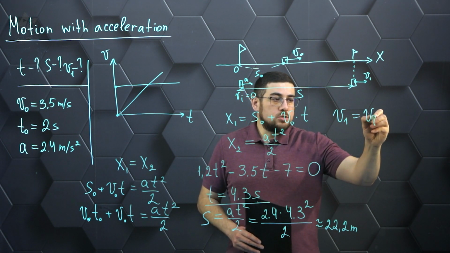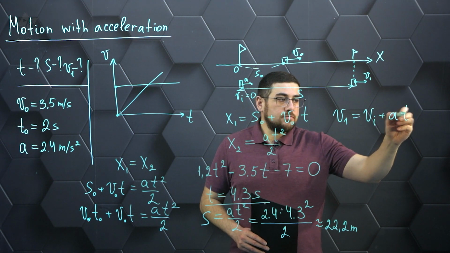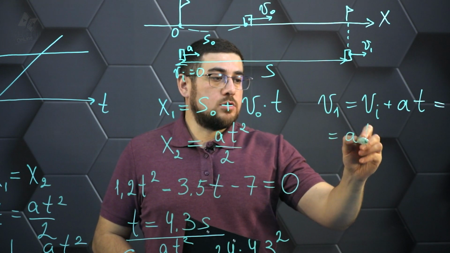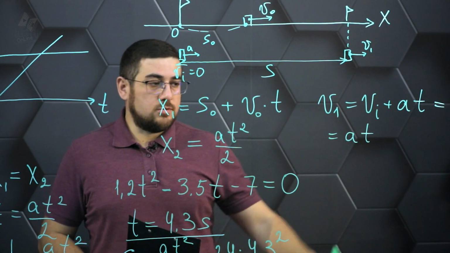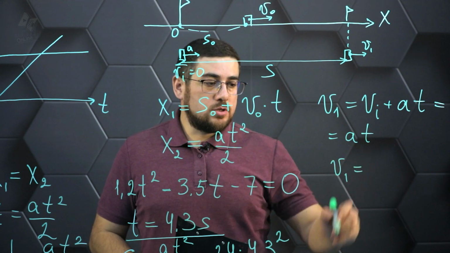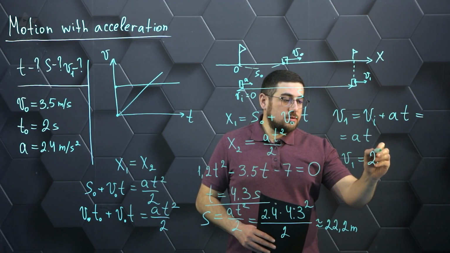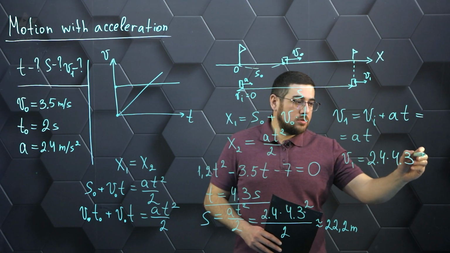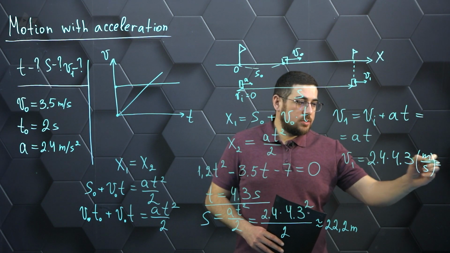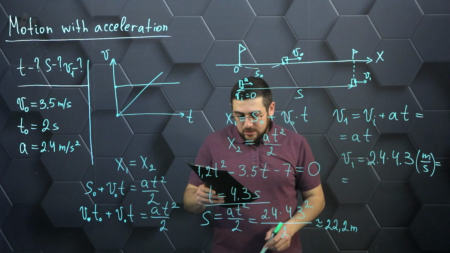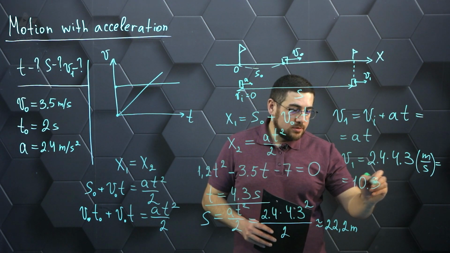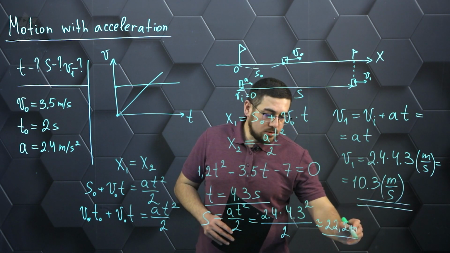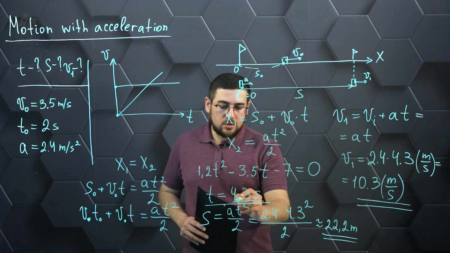This is the equation of the velocity of this body. The initial velocity of the body is 0, so there is only the product of acceleration and time of motion. So this velocity would be 2.4 meters per second squared, and a time of 4.3 seconds. Dimensionally, of course, we get meters per second. So the answer is 10.3 meters per second is the velocity of this body. So 1 is the answer, 2 is the answer, and 3 is the answer.